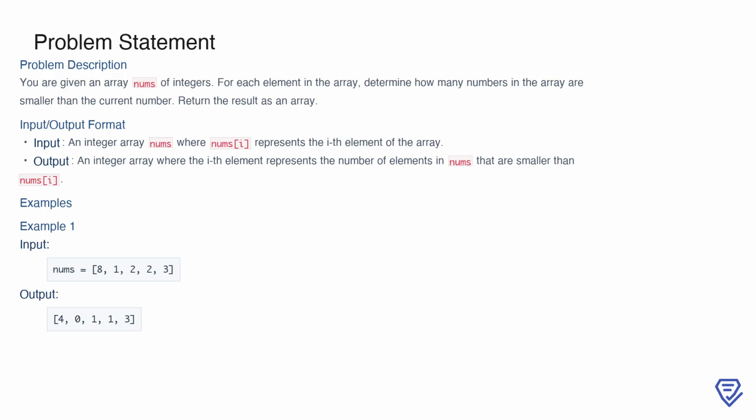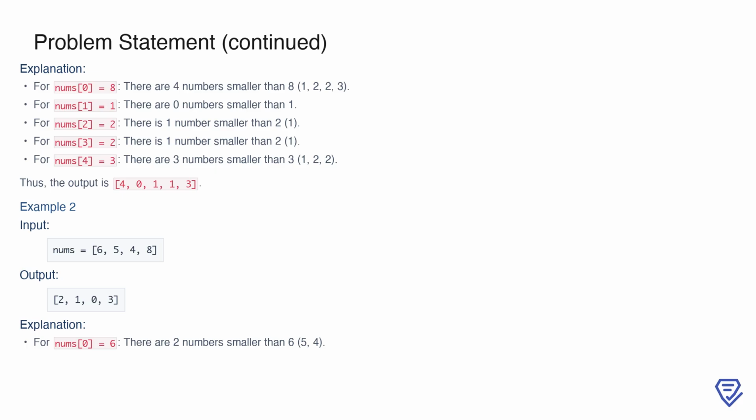Now, let's explore this example in more detail. To break down the first example, we analyze each number in the array. For nums[0], which is 8, the numbers smaller than 8 are 1, 2, 2, and 3. That gives us a count of 4. For nums[1], which is 1, there are no numbers smaller than 1, so the count is 0. For nums[2] and nums[3], both equal to 2, there is only one number smaller than 2, which is 1. Finally, for nums[4], which is 3, the numbers smaller than 3 are 1, 2, and 2, giving us a count of 3. Let's move on to another example to further solidify this understanding.